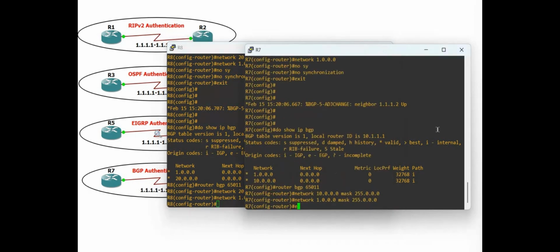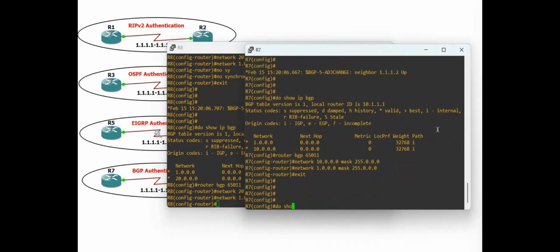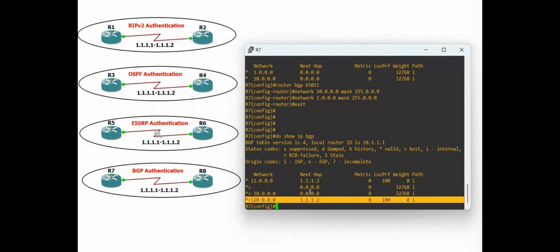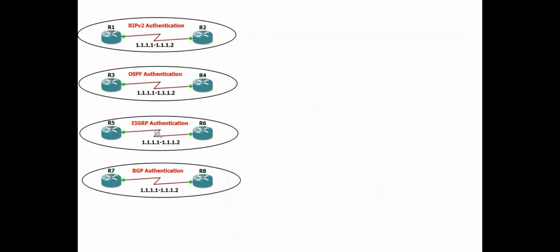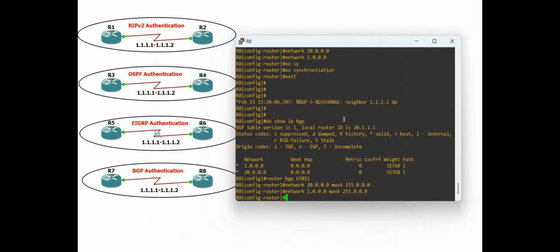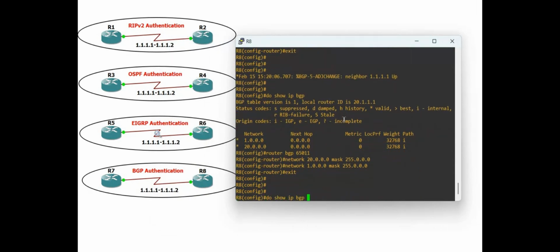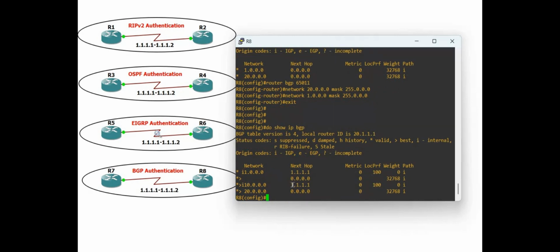Now let's see, do show IP BGP. It immediately gets the routes in the routing table. You can see we are in router 7, and we have the 20 dot network and the 1 dot network. The same way, let's verify this router 8 also. Exit and do show IP BGP. You can see the 10 dot network. I stands for internal.